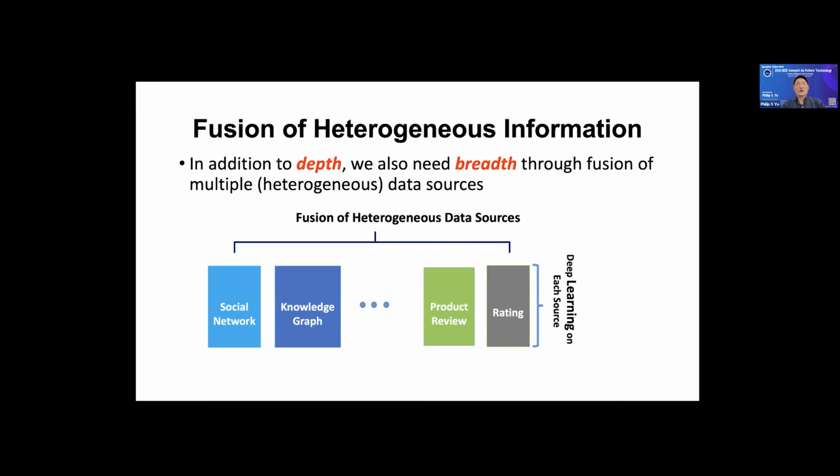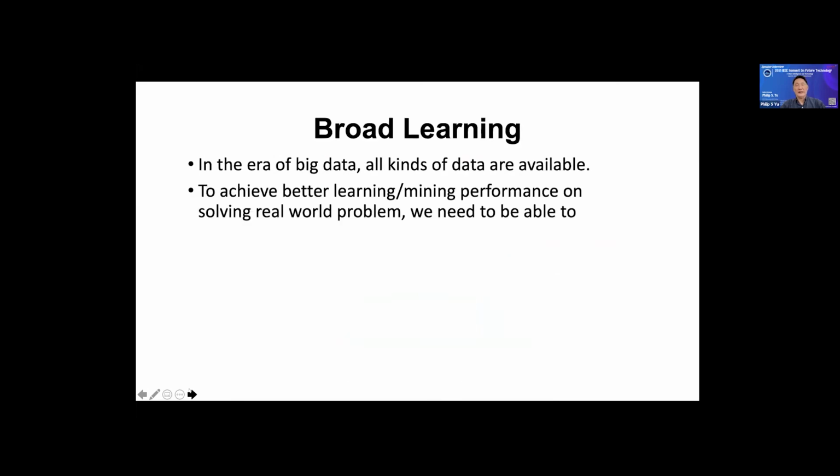So if we can fuse all this information together, although they are very different types of information, right? Rating information is just a number. Product review is text information. Knowledge graph is relationship between the entities. It's a graph. Social network also is a network graph type of relationship. So this is what we refer to as broad learning.